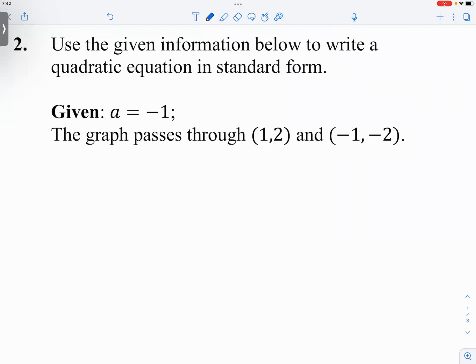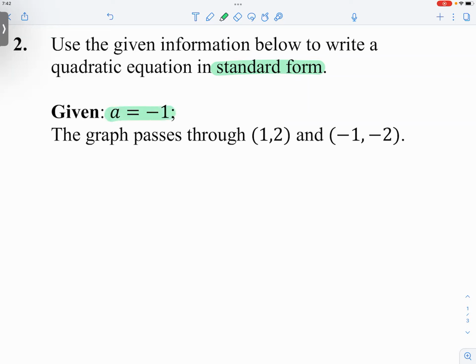Number 2, it's very similar to number 1, except that the information that's given is slightly different, and also we are asking you to do the standard form. Now we are not asking a whole lot. We are making things very easy for you. So we say, hey, we give you some information.